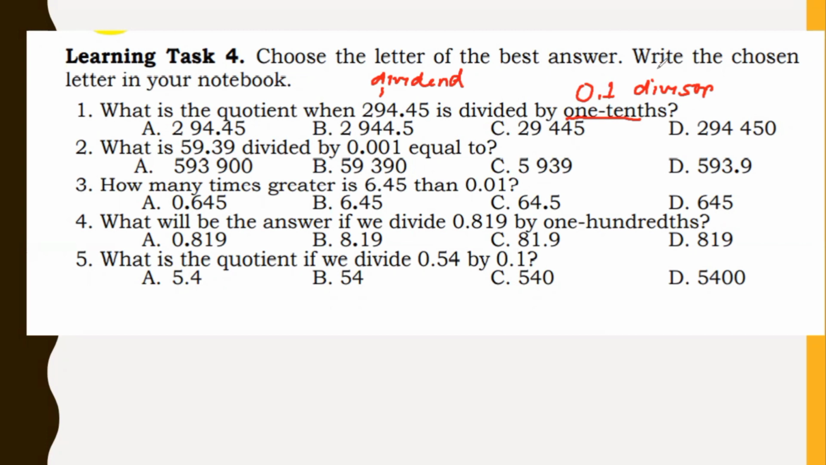Divide pa rin. And number 4, what will be the best answer if we divide 819,000 by 100? Paano naman yung 100s? So we have here 100s. And what is the quotient if we divide 54/100 by 1/10? So here in learning task number 4, you are just asked to divide the following and then choose the best answer.